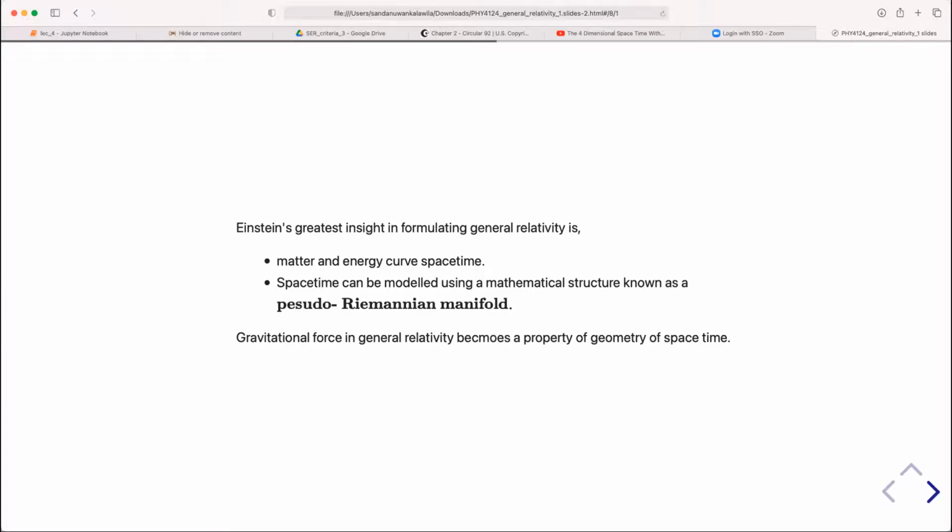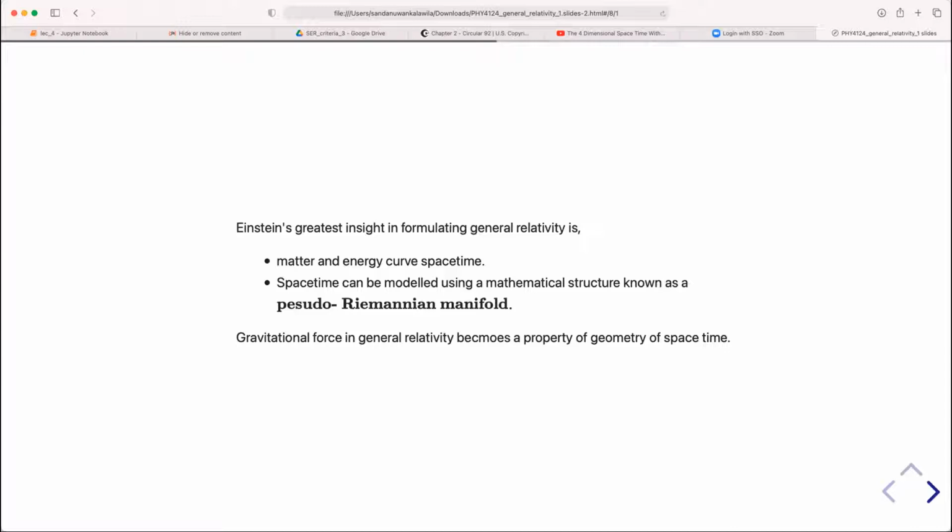Now, to start with, when Einstein tried to formulate his theory of general relativity, there were two important things that he considered. The first one is that matter and energy curve space-time. I think we discussed this last Monday as well. And the second one is that space-time can be modeled using a mathematical structure known as a pseudo-Riemannian manifold, right? So that's just a word that you use. And in the next few slides, I will show you what a manifold is, right?